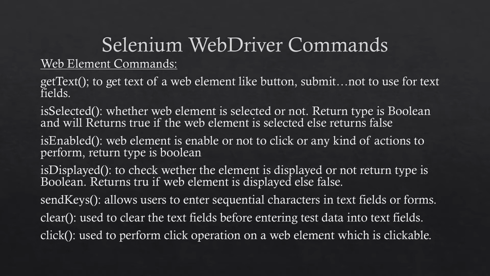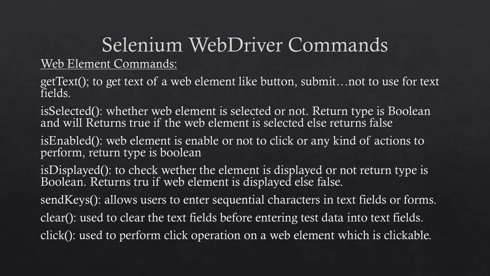Then the next method here is isSelected. With the help of isSelected, we can easily test whether that element is selected or not. For example, there is a checkbox, and I want to know what the status of that checkbox is by default. If it is already selected, it will return true. If it is not selected, it will return false. For that reason we use isSelected, and the return type is boolean only.